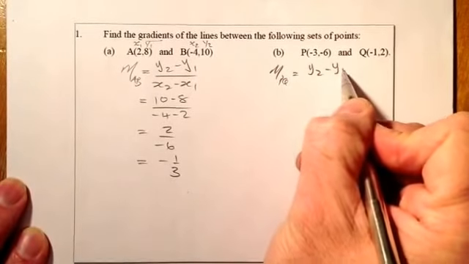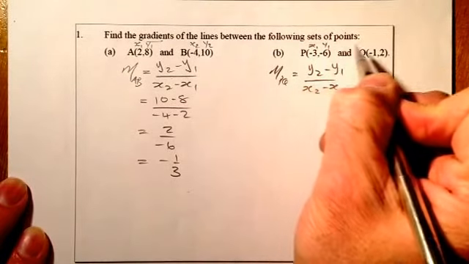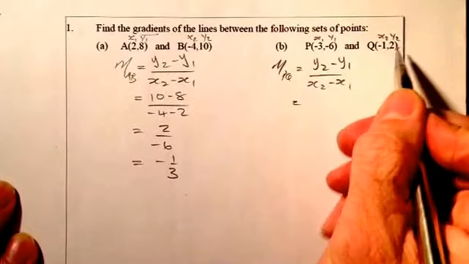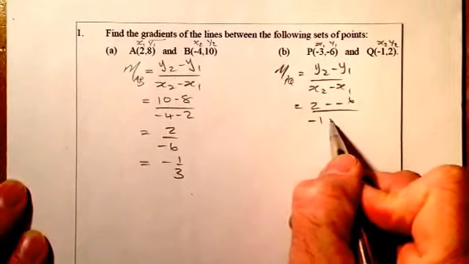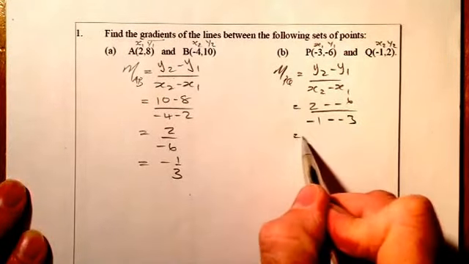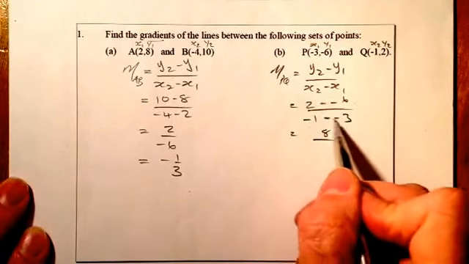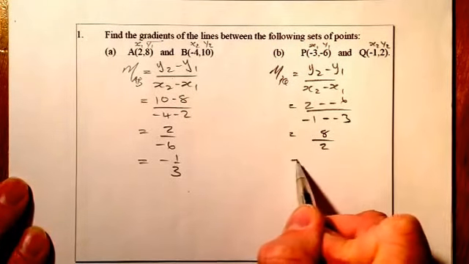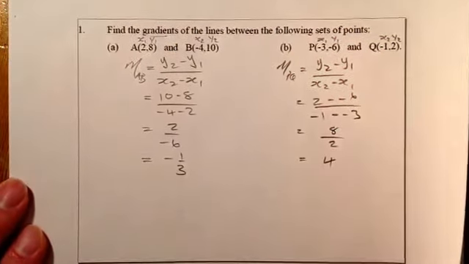Same type of thing, y2 minus y1 all over x2 minus x1. This here is x1, y1, and this one here is x2, y2. Right, substitute the points in. So I've got 2 minus minus 6, and on the bottom minus 1, take 3 away from that. So I've got 8 on the top, minus and minus is a plus, and from here I've got minus 1 plus 3, which is going to give me 2. So that gives me a gradient of 4. Okay, so that's question 1 complete.